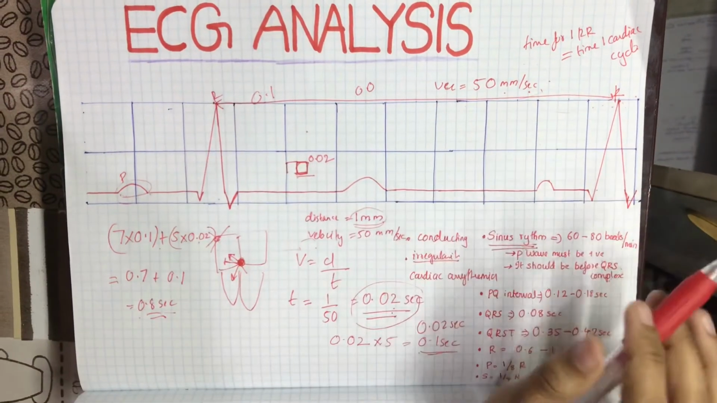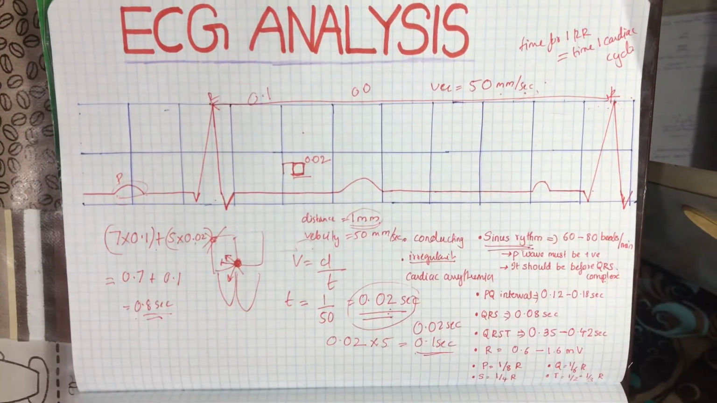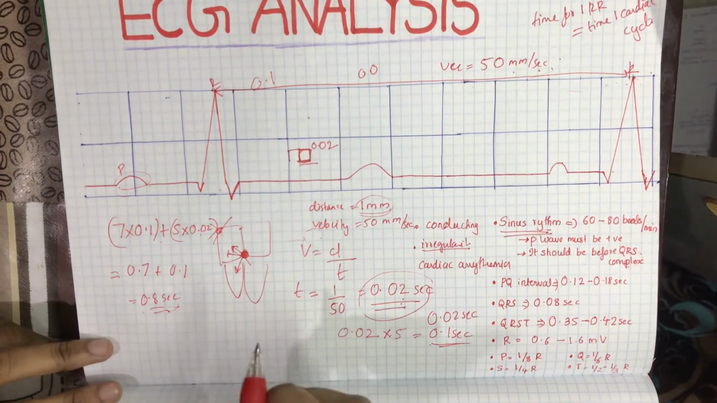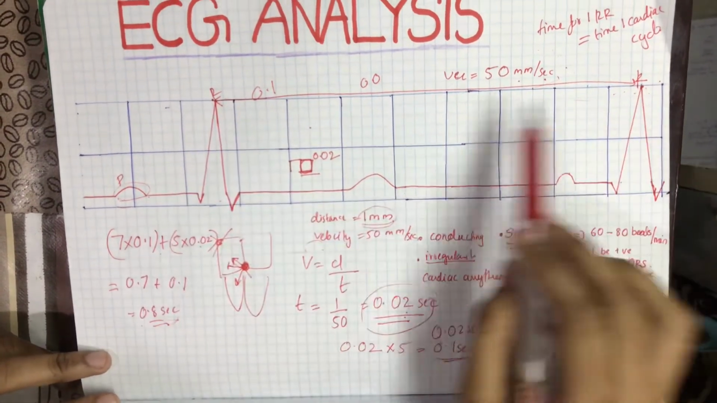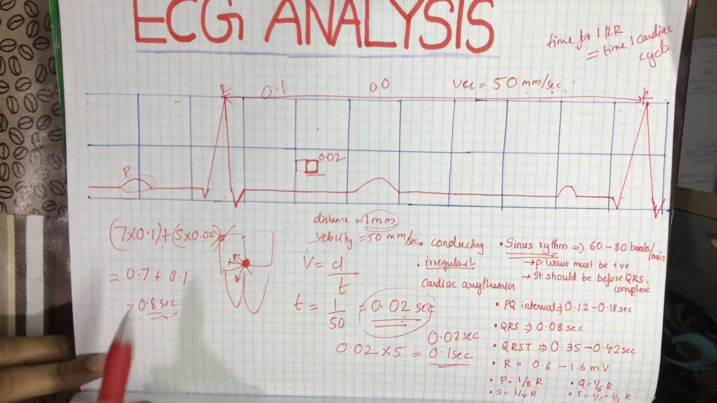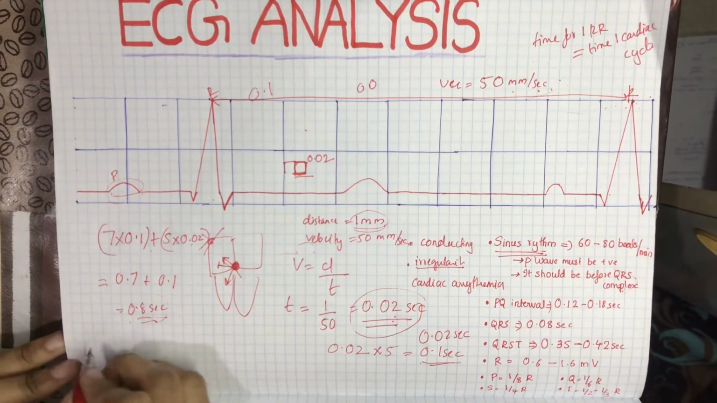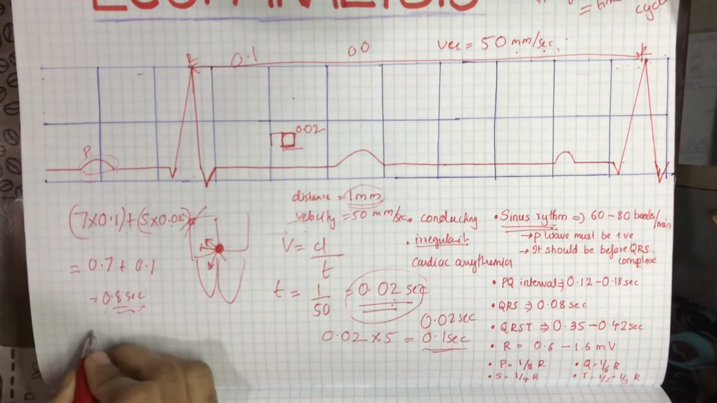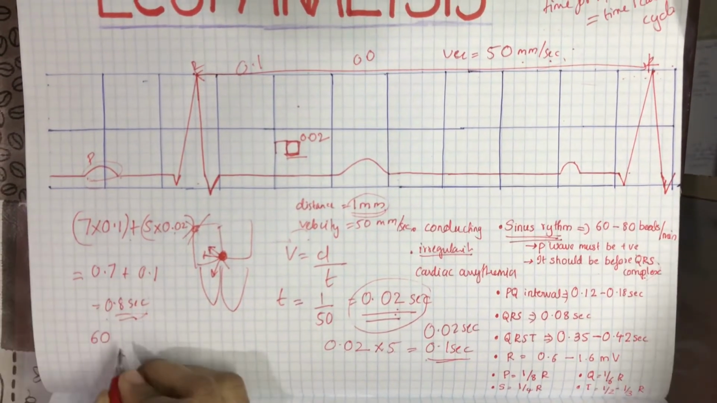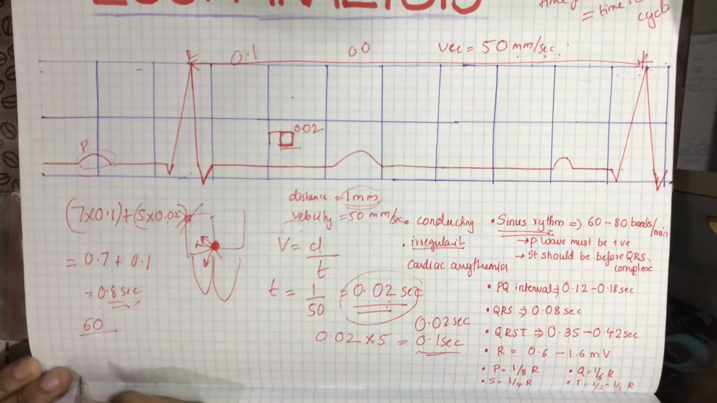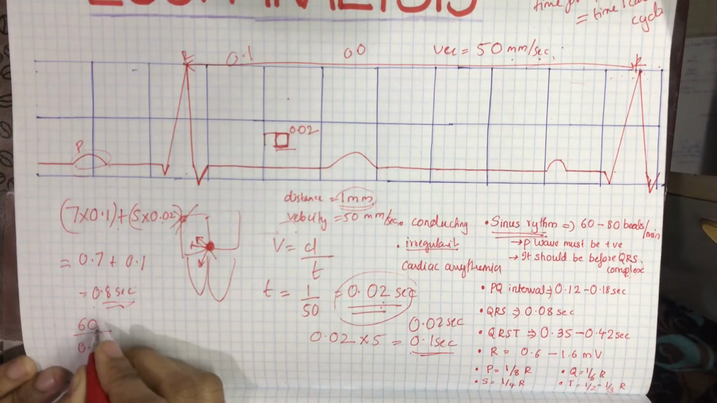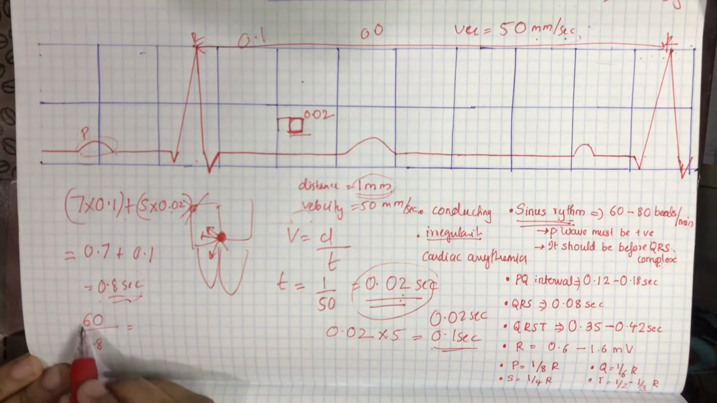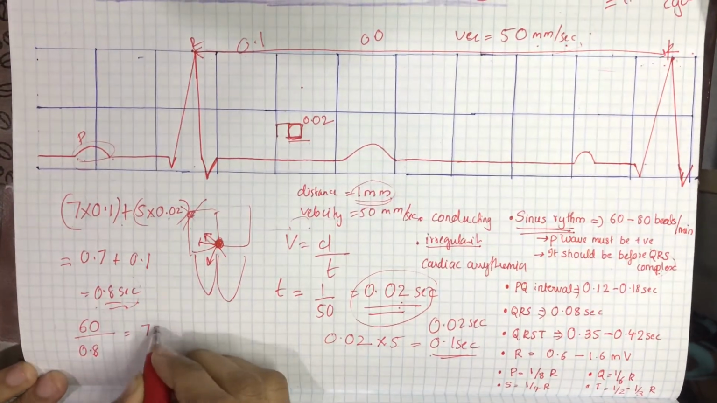Okay, don't get misunderstood. We got 0.8 second. This is the time for one cardiac cycle, that is one RR interval. So for how many cardiac cycles will we have in a minute? We know 1 minute is 60 seconds, and for one cardiac cycle it is 0.8 second. So 60 by 0.8 will give the number of heartbeats, which will be 75.